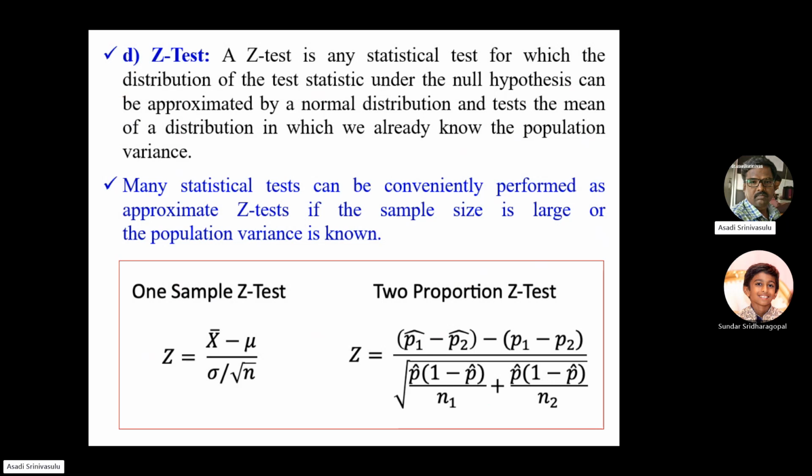Many statistical tests can be conveniently performed as approximate Z tests if the sample size is large or the population variance is known. One sample Z test means one variable we are calculating: Z is equal to (x bar minus mu) divided by (sigma divided by square root n). If two variables are there, we perform a two proportion Z test: Z equals (P1 bar minus P2 bar) minus (P1 minus P2), divided by the square root of P(1 minus P) plus P(1 minus P), divided by N1 plus N2. So these are the Z tests we are performing.